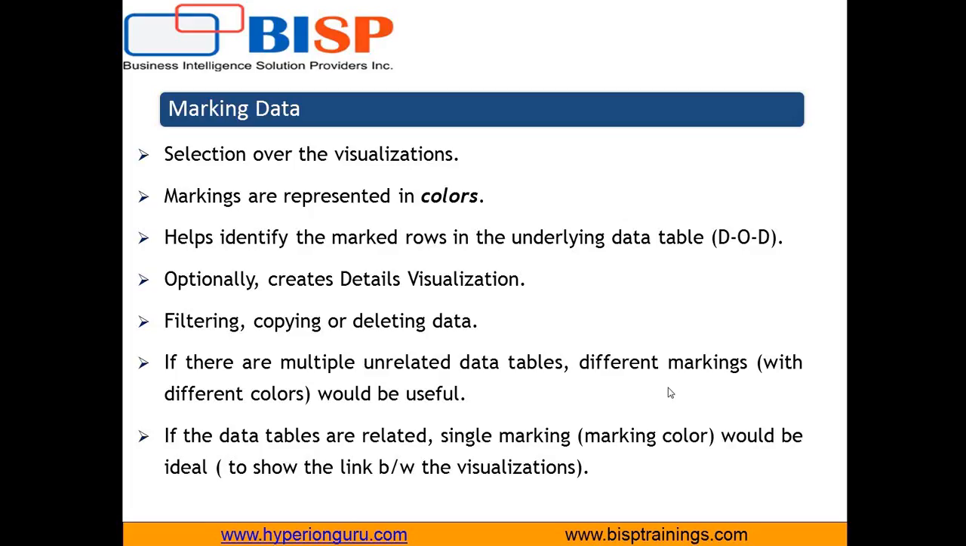It's not that you'll always have it, because at times we don't need it. What happens is when you mark the data, it becomes a little darker and the others become lighter. Those things are taken care of by Spotfire itself. So what does marking data mean? It means selection over the visualizations. Markings are represented in colors. They can be represented in different colors or in the same colors.